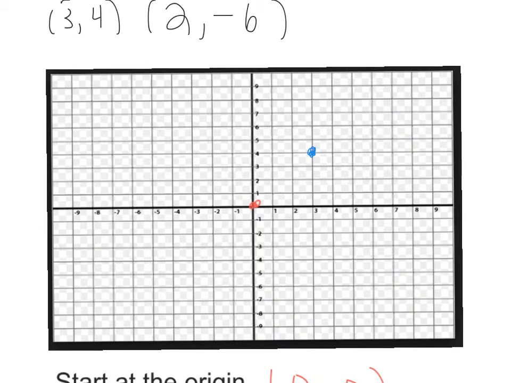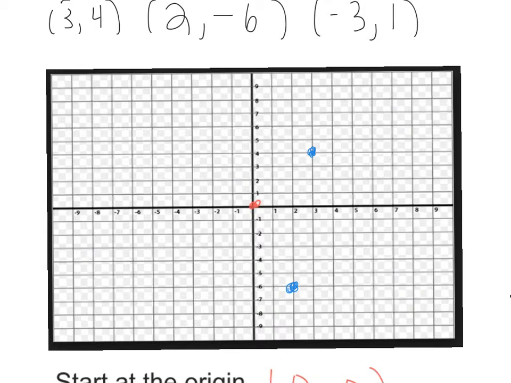The next point we are going to graph is 2, -6. So again, I'm going to start at my origin. I will go to the right 2 spots, and then I'm going -6, so I will go down 1, 2, 3, 4, 5, 6, and I can draw my point at 2, -6.